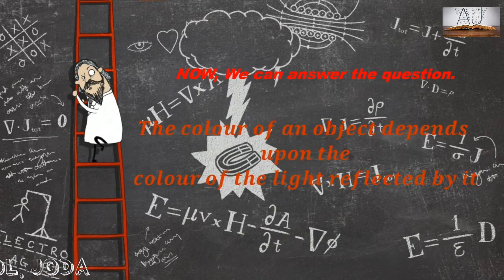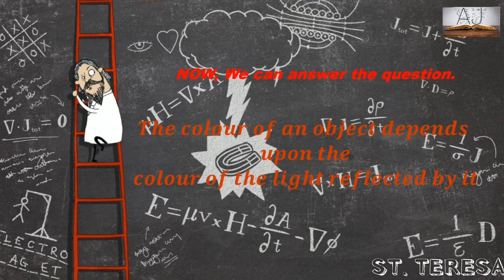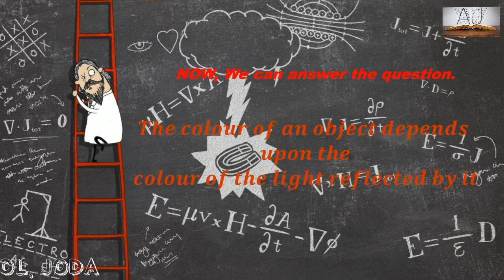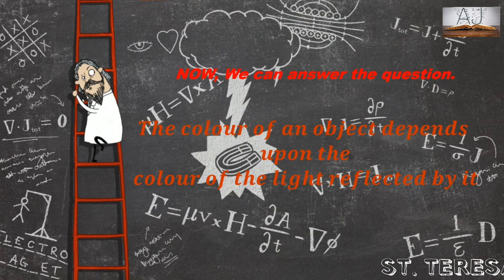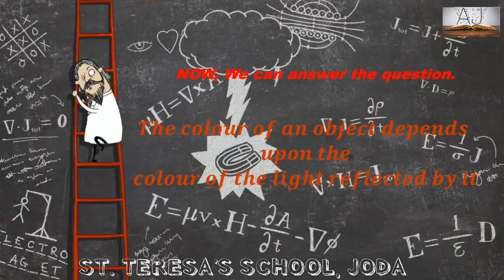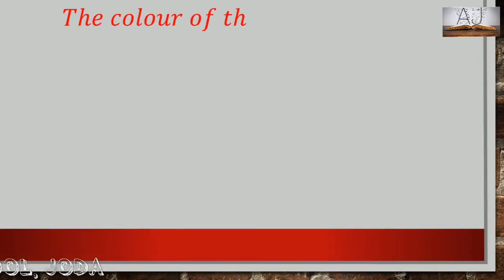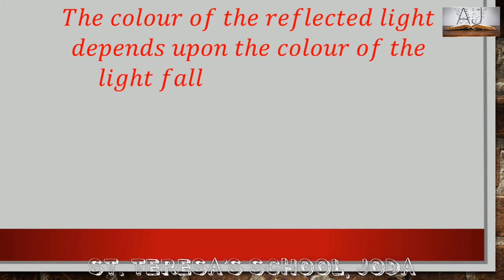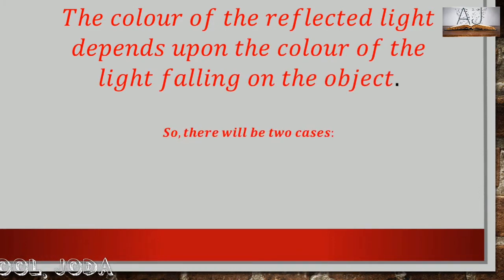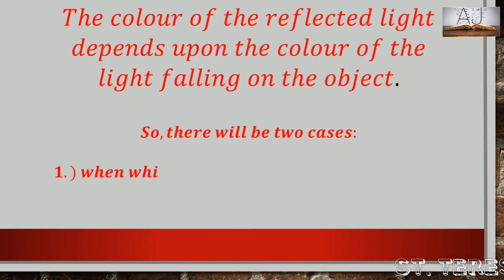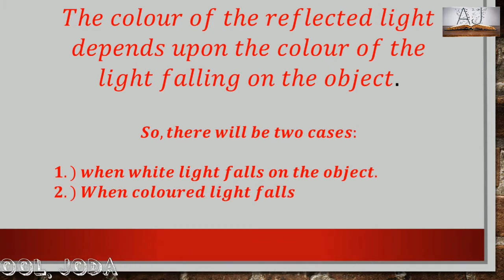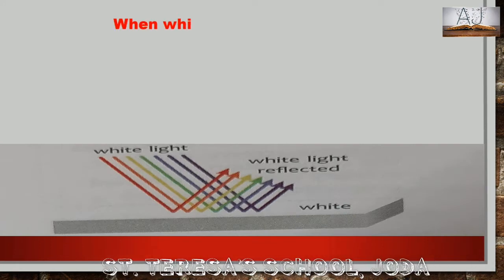Now, we can answer the question. That means we can say that the color of the object depends upon the color of the light falling on it and also the type of object. So, we need to know what color of light the object reflects. The color of the reflected light depends upon the color of the light which falls on the object as well. So, there will be two cases. The first case is when white light falls on the object, and the second case is when colored light falls on the object. So, let us see them one by one.